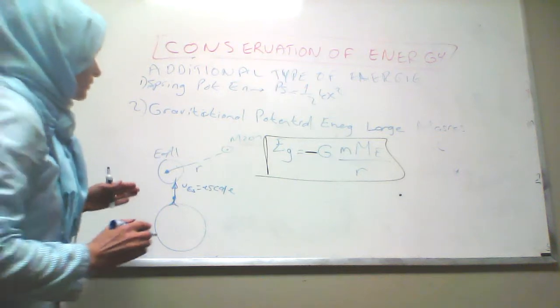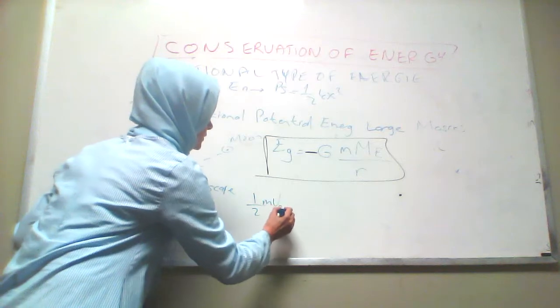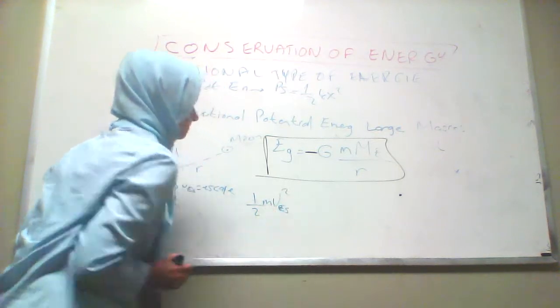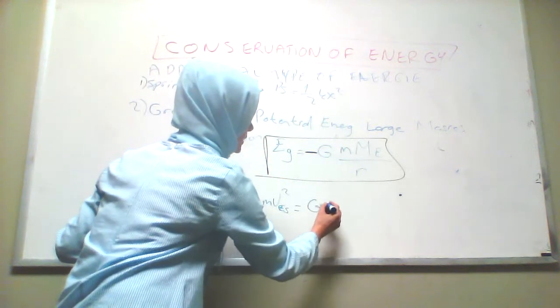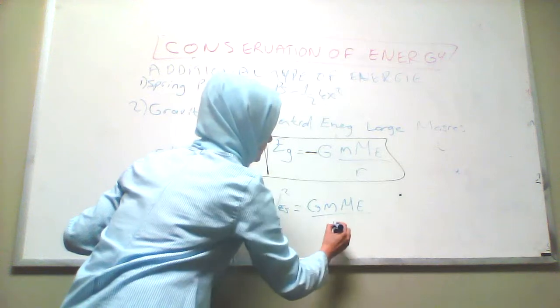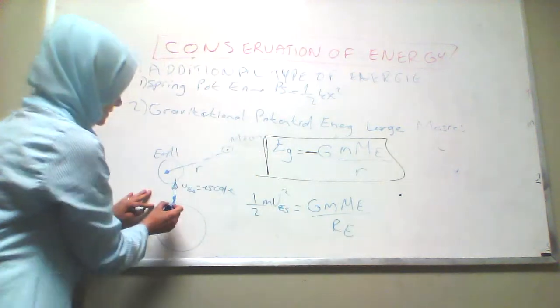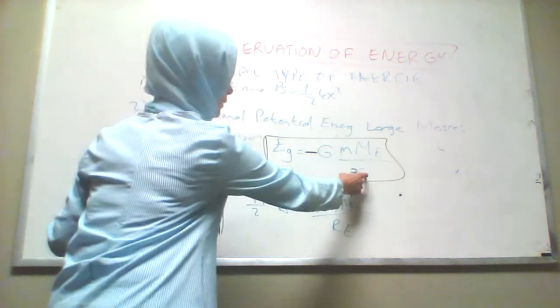In order to be able to do that, my kinetic energy, 1/2 m v escape squared for my escape velocity, should be equal to magnitude of the gravitational potential energy in between me and the Earth. And this will be now R Earth, because the distance in between me and Earth's center is R Earth. So instead of r, I put R Earth.